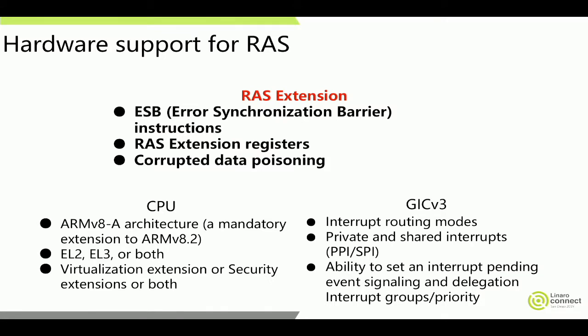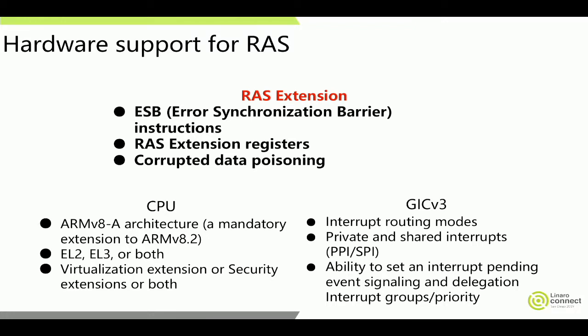First of all, hardware support for RAS. We need ARMv8, maybe v8.2 to v8.4, and also GIC v3 or v4. But most importantly, we need the RAS extension, which gives us a new instruction and some registers specific for RAS implementation, and also gives you some functions to deal with the corrected data points, something like this.